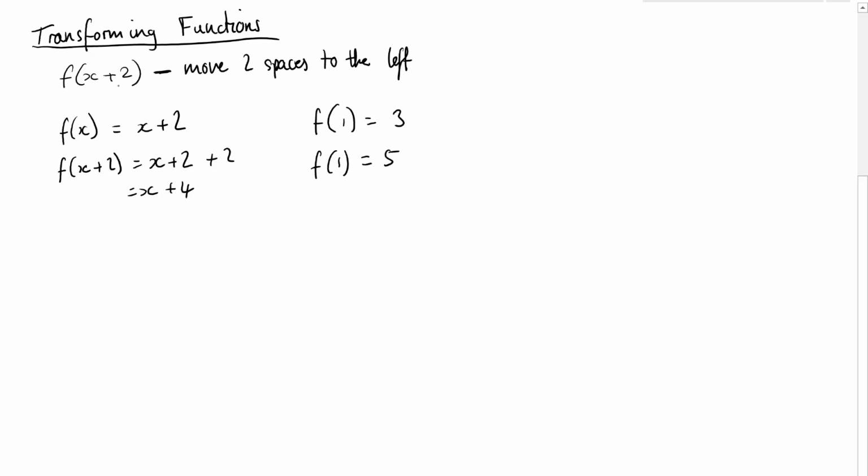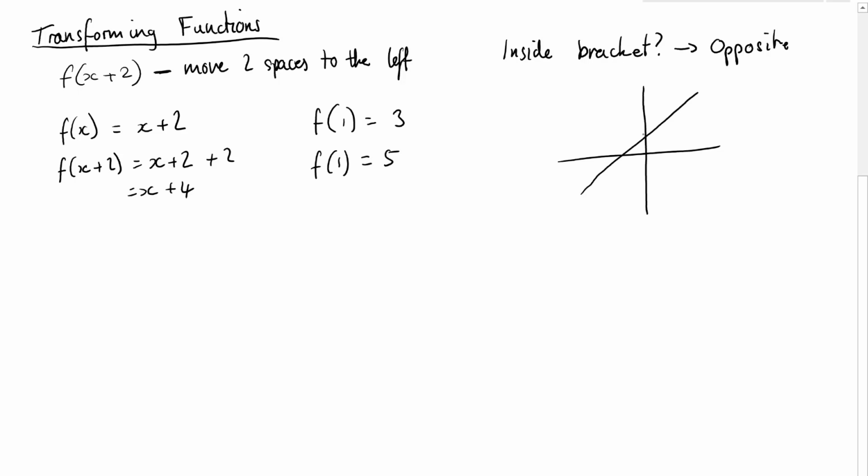Now, you can think of these as: whatever happens inside the bracket, we do the opposite of. So anything inside the bracket, do the opposite. Let me just write opposite. In this case, let's say I plotted out a function for x plus 2. So this is x plus 2, it travels through plus 2 because this is my plus c, it has a gradient of 1.